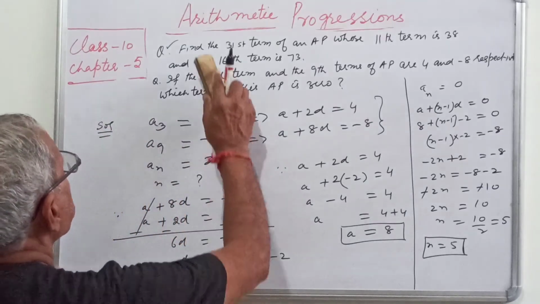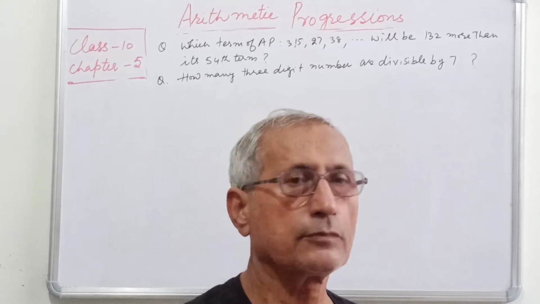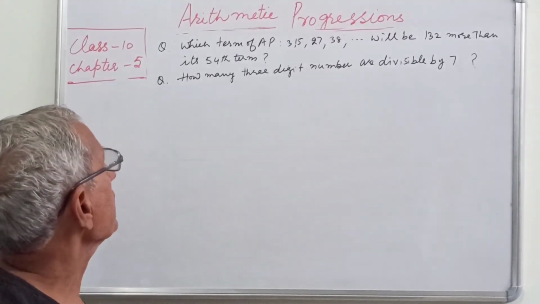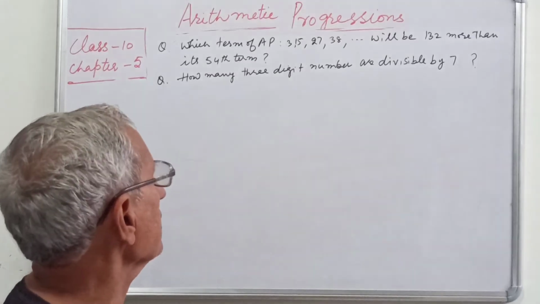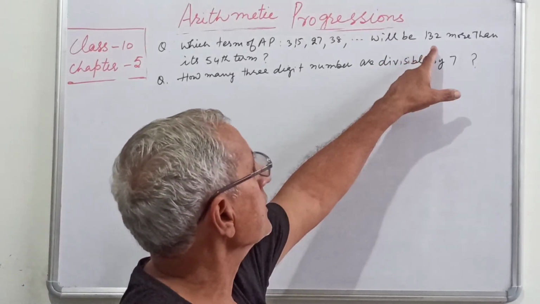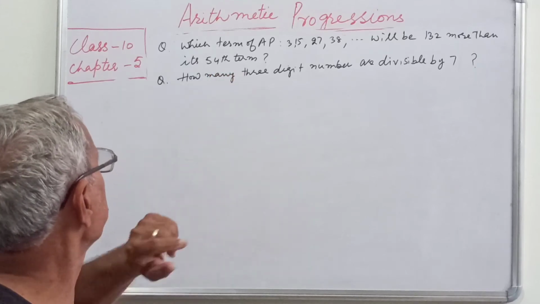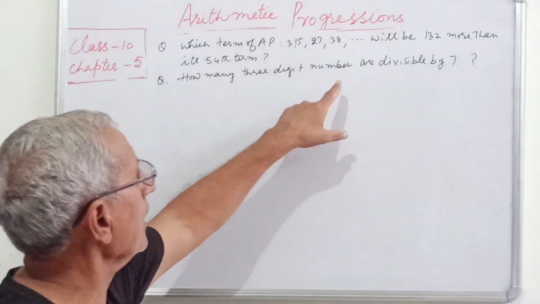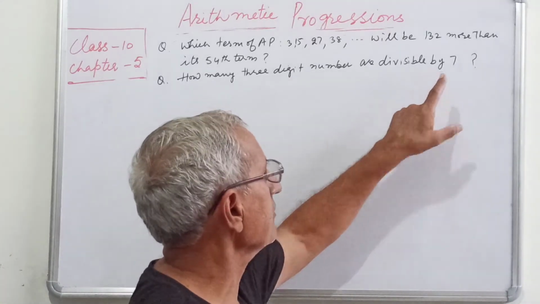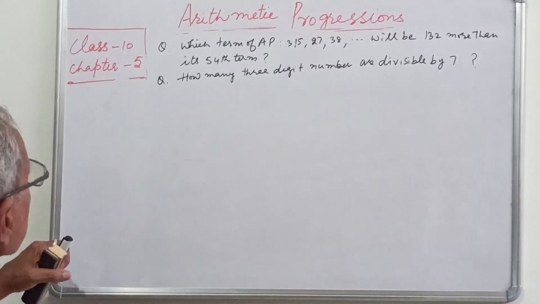Next question. Let me take two more questions. Next question: which term of the AP 3, 15, 27, 39 will be 132 more than its 54th term? And the next question: how many 3-digit numbers are divisible by 7? I have written two questions here. Now I am taking the first question.